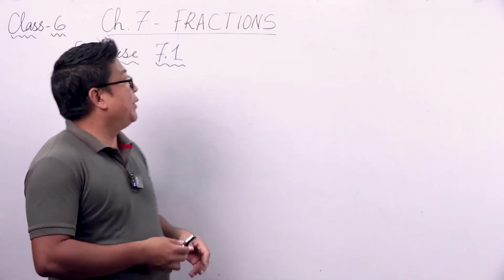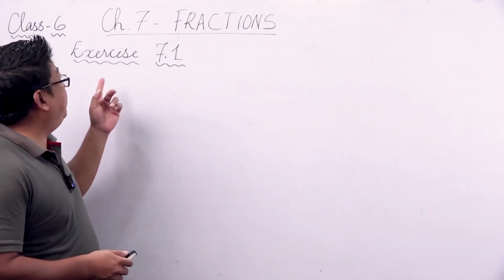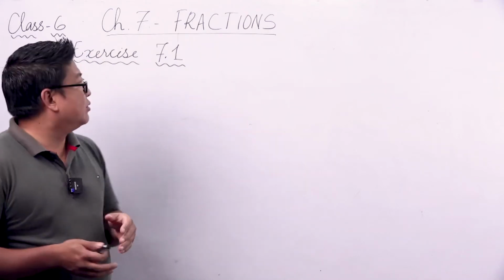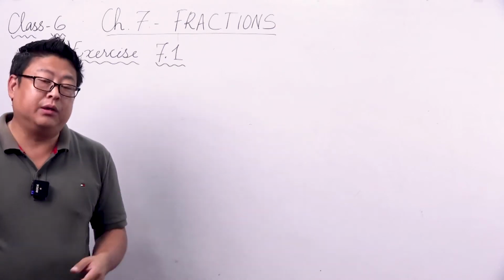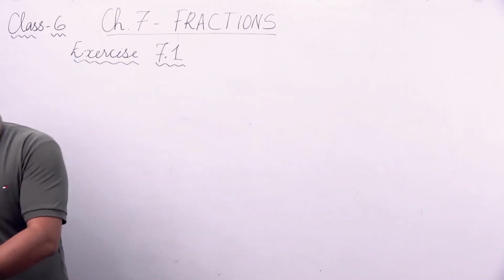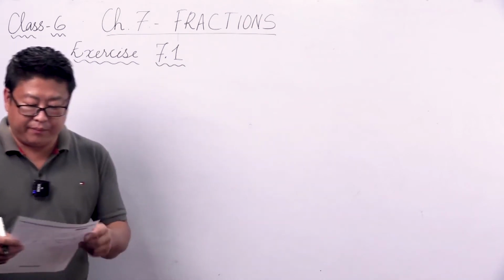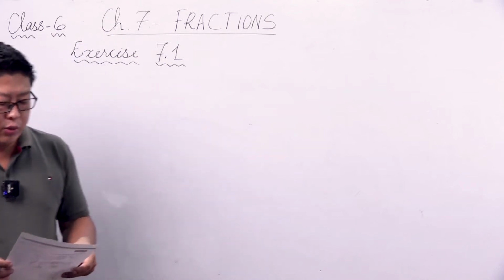We will be continuing with chapter 7, fractions. Now, we will be solving some questions. We will try our best to do as many questions as possible. So, we will start straight away with exercise 7.1. It's on page number 135 of your textbook. Let's look at the first question.